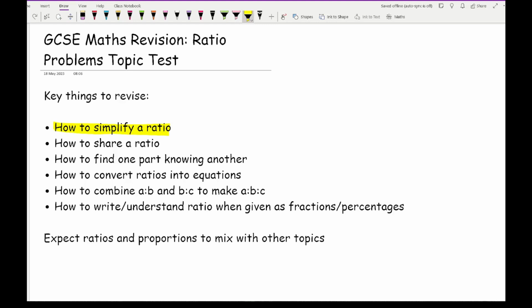The next thing, and the most common one, is know how to share a ratio. This is where you add the number of parts, divide it from the amount, and then multiply by the respective number of parts that you're actually wanting to find.